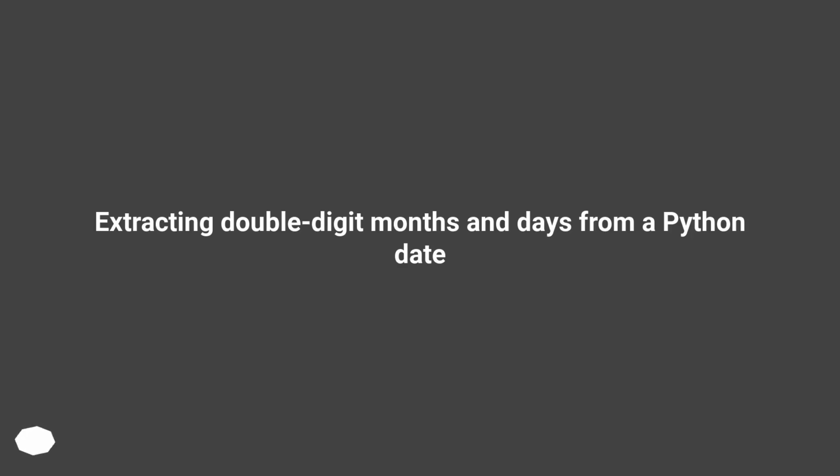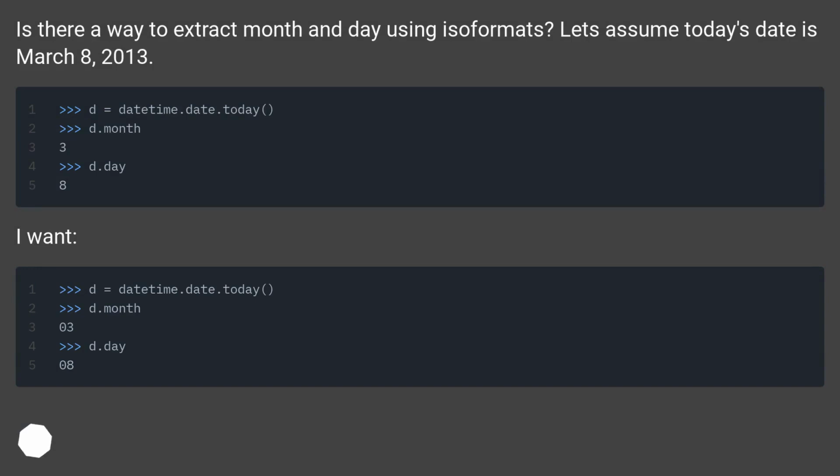Extracting double-digit months and days from a Python date. Is there a way to extract month and day using ISO formats? Let's assume today's date is March 8, 2013.